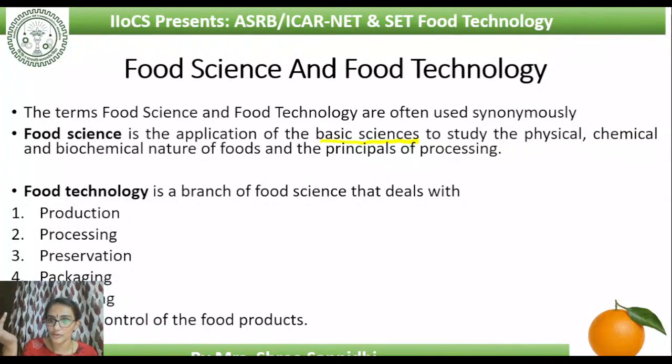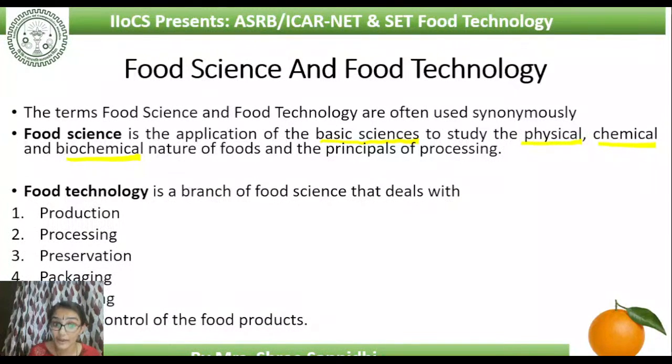So what are those properties we are studying in food science? The first one being the physical property, where we are studying the structure, color and then texture or viscosity of the food. In chemical property we will be studying the chemical composition of the food. That might be the carbohydrates, fats, lipids and other derivatives of such compounds. So all these things we will be studying in food science. And the last one being biochemical nature of foods.